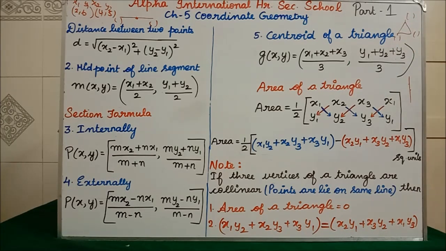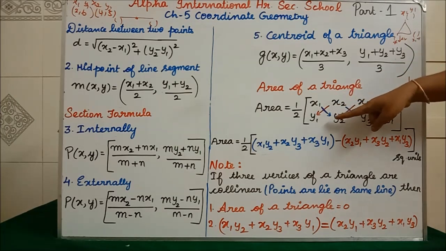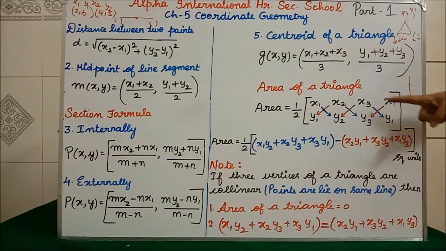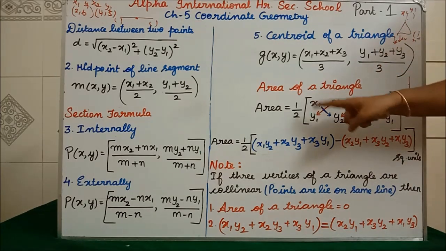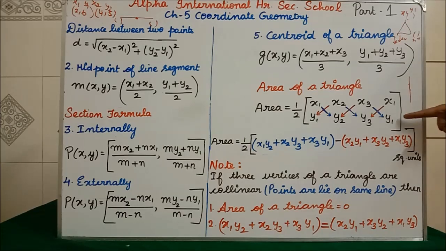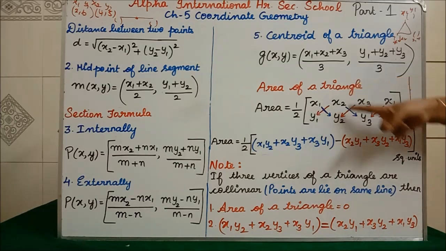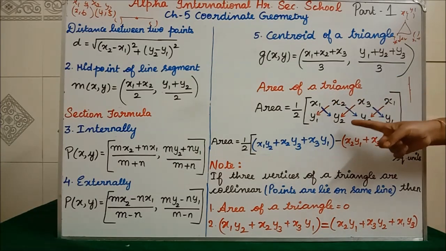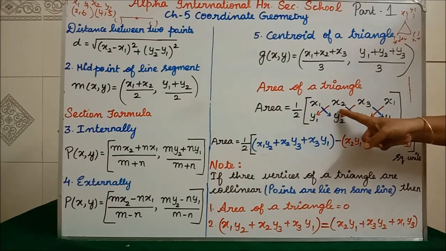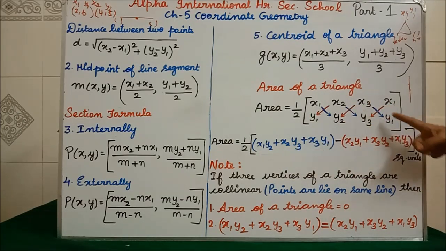A triangle means how many vertices? You will get 3 vertices: here, here, here. Suppose you consider x1, y1, x2, y2, x3, y3. You write x1, y1, x2, y2, x3, y3, and one more time the first vertex again, x1, y1. Here area is equal to 1 by 2. First, see the blue color marker, that only we are going to write. See the blue color arrow marks: x1 y2 plus x2 y3 plus x3 y1.